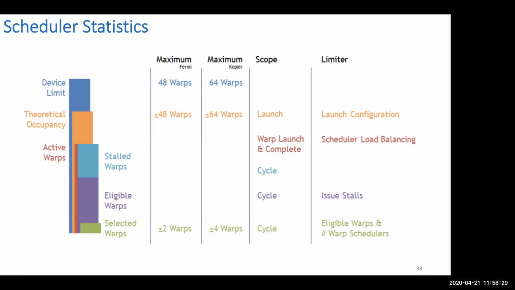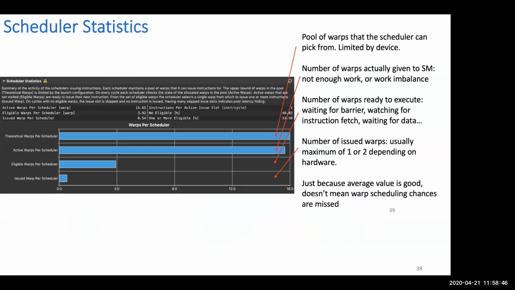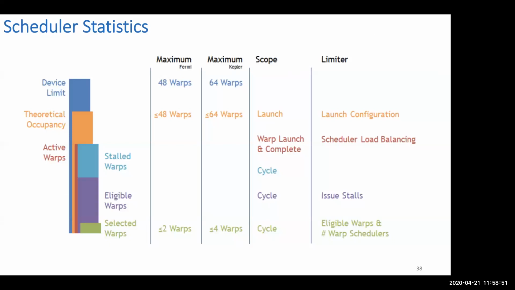Then depending on how many resources the warps use, you may be able to have fewer than that. For example, if all of your warps use a lot of shared memory, then you can't have as many warps as the device could possibly keep track of. So then, maybe I should skip forward here. That's the theoretical occupancy.